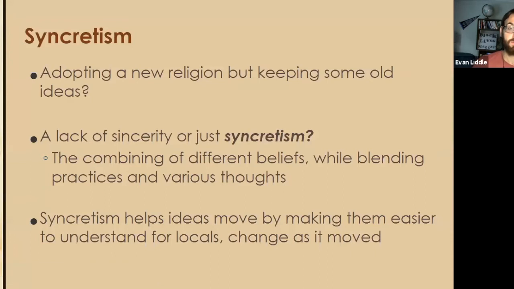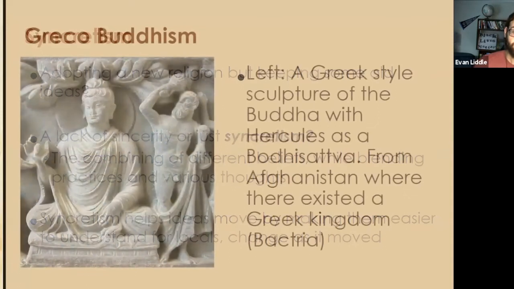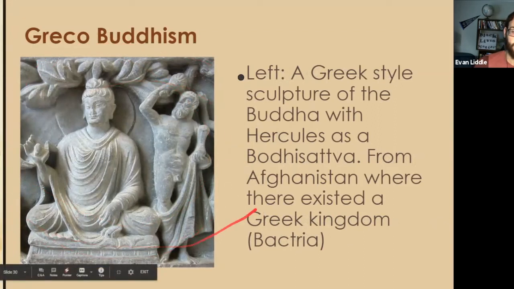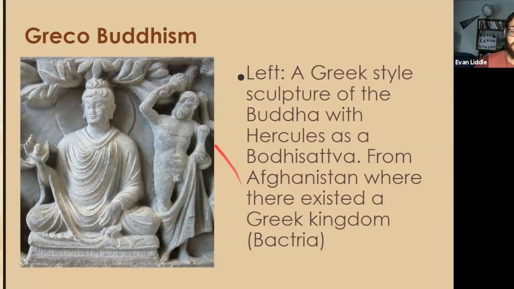So let's take a look at a few examples from these three classical religions that involve syncretism. This is the first one, the Greco-Buddhist example. This sculpture right here is a relief from what's now Afghanistan, where there once existed a Greek kingdom, or several Greek kingdoms collectively known as the Bactrian kingdoms. Here we have the Buddha, Gautama Buddha, but next to him we have Hercules, or what is believed to be Hercules, as a bodhisattva or possibly a companion of the Buddha.